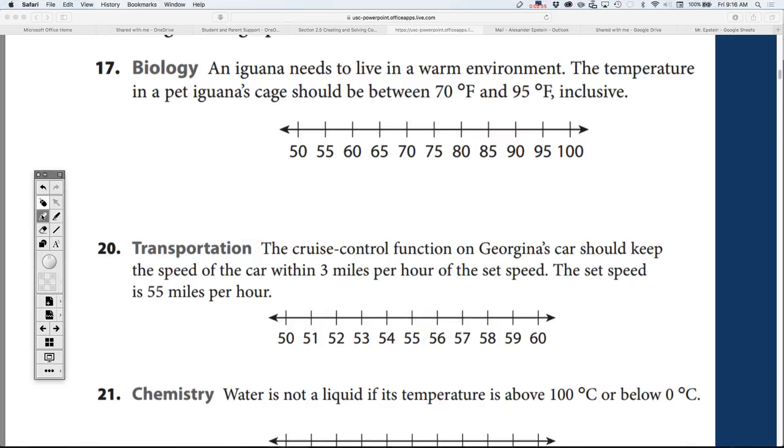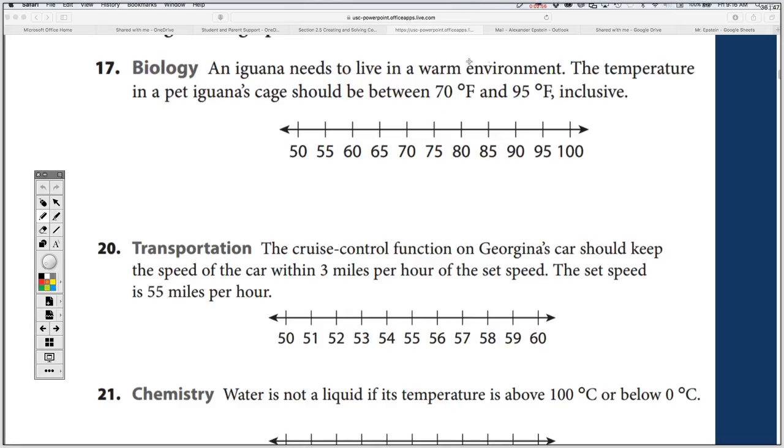All right, let's try this one. An iguana needs to live in a warm environment, so I'm going to read it one more time. The temperature in a pet's iguana cage should be between 70 and 95. What's smaller, 70 or 95? 70. So I'm going to put 70 first. I'm going to put 95 over here. What's the variable you want to use? T. T for what? Taco? Temperature. Okay, so we're going to use temperature.